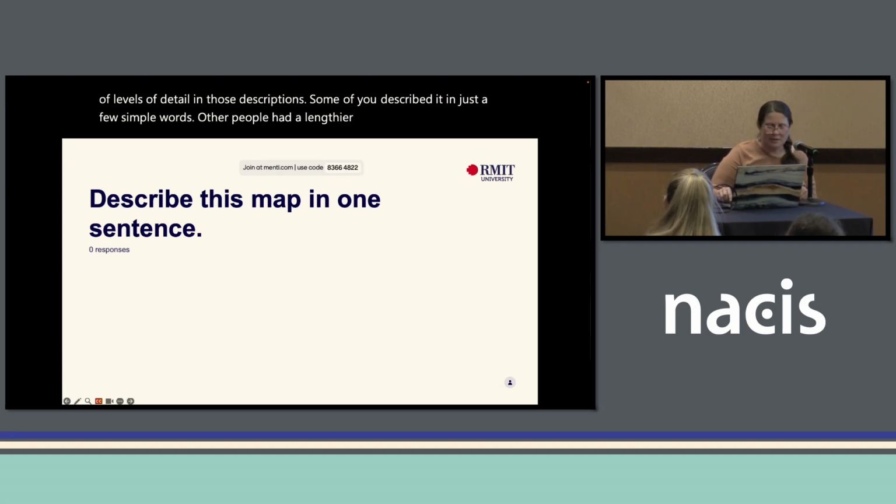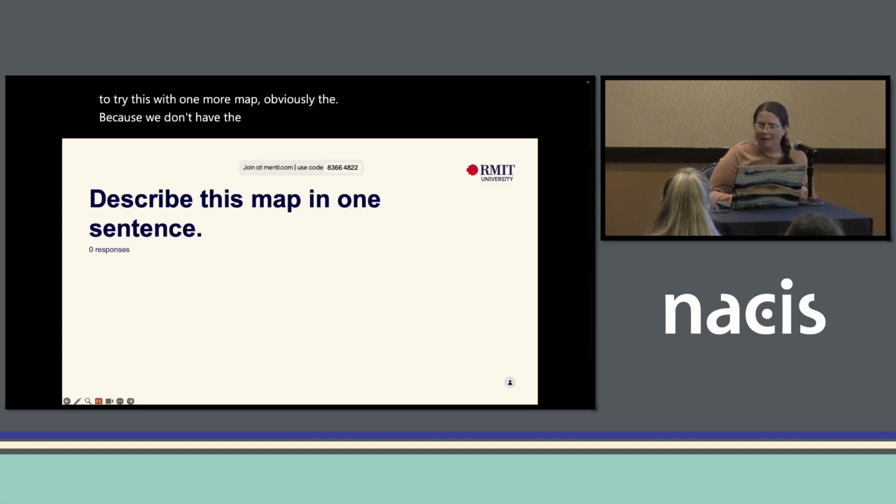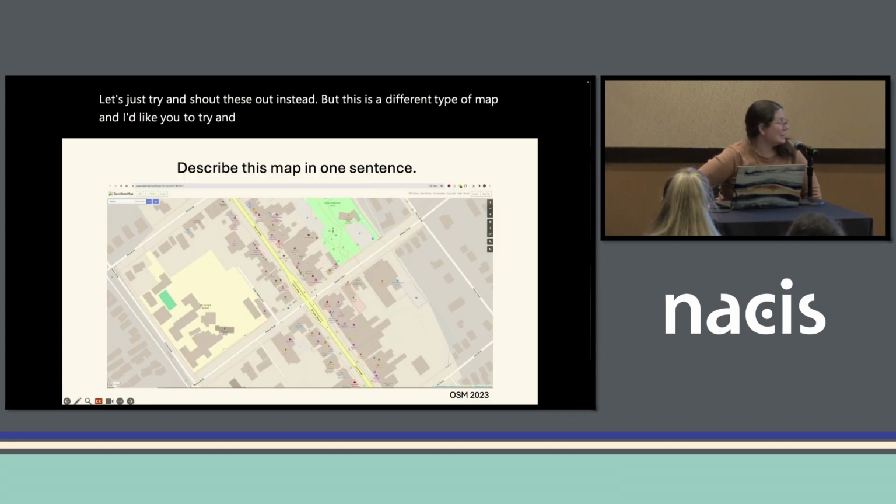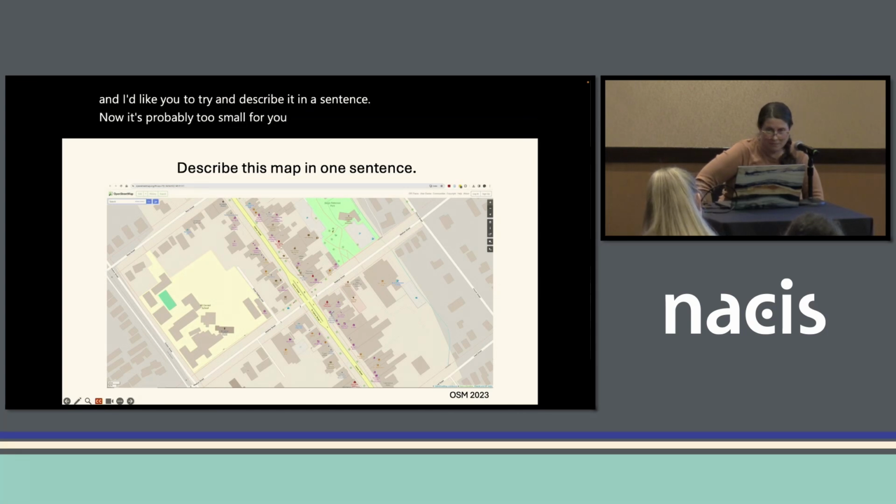Okay, so I want to try this with one more map. Obviously, because we don't have the internet working, let's just try and shout these out instead. This is a different type of map, and I'd like you to try and describe it in a sentence. Now, it's probably too small for you to read the labels, but use your knowledge of maps to guess what that might be showing.